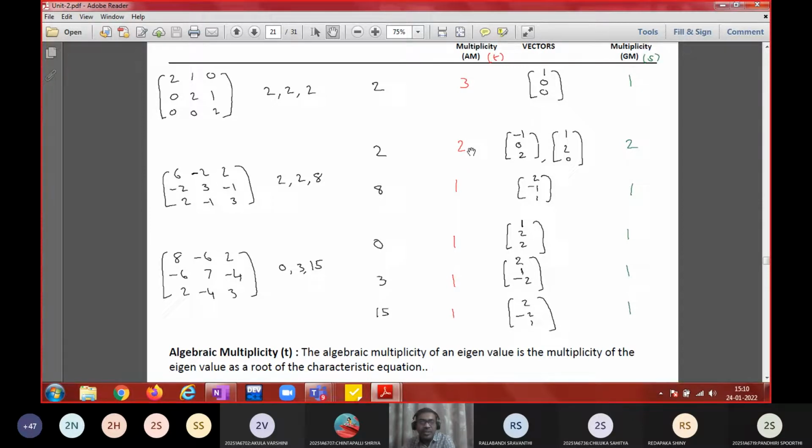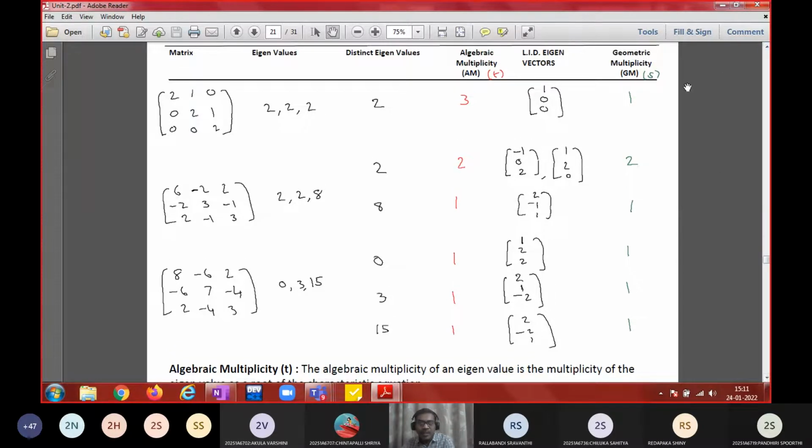If AM is 2, GM can be 1 or 2. That means you can have only one independent vector, or you can have two independent vectors. Similarly, if AM is 3, GM can be 1 or 2 or 3. So what is the condition for diagonalization? This must be the same: 3 must be equal to 3, 2 must be equal to 2, 1 must be equal to 1. So AM must be equal to GM for each of the eigenvalues. Then only the matrix is going to be diagonalizable.